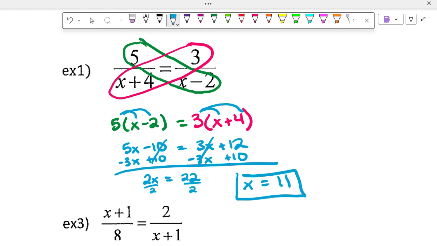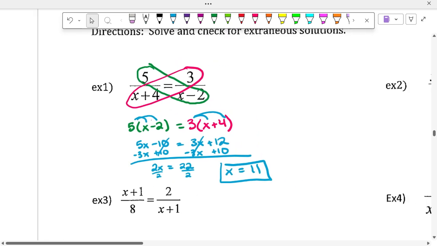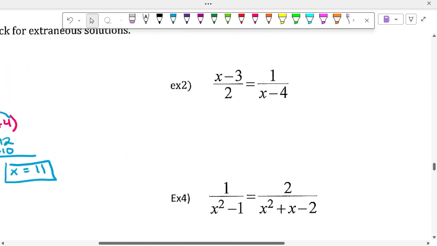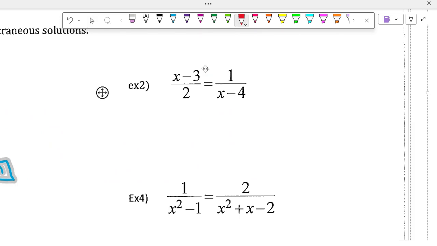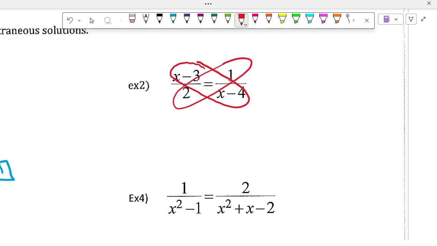Any questions on example 1? All right. Let's look at example 2. A little bit different. Okay. So still doing the same things. We're going to cross multiply first. So I'm going to have x minus 3 times x minus 4, and it's equal to 2 times 1.